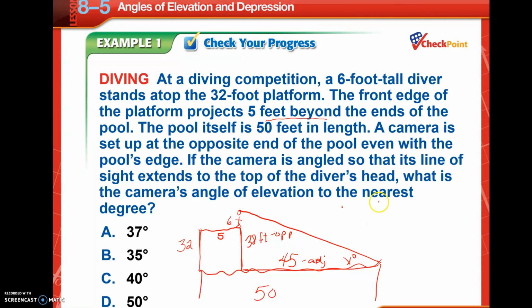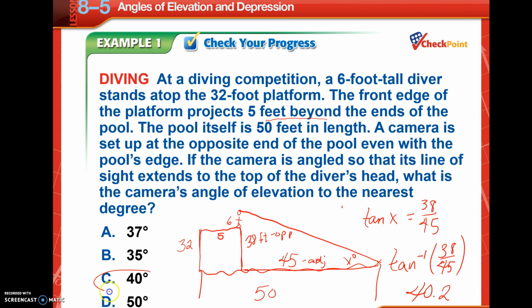So tangent of my angle, x, which I don't know, is opposite over 45. But if I take the inverse and do tangent inverse, that will give me the angle that has this ratio, 38 over 45. So I get 40.2 degrees, or 40 degrees approximately, to the nearest degree.